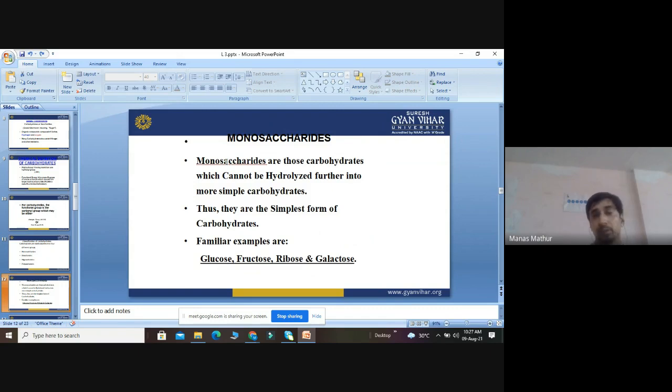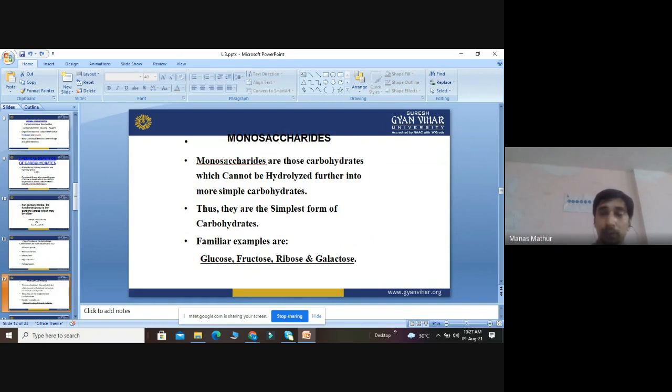What are the examples? Common examples: glucose, fructose, ribose, galactose. Suppose we need energy, suppose we are running a race and we are tired. So we get energy from what? Glucose solution. You have seen many athletes taking a solution of protein and glucose because it provides energy. And fructose is the sugar which we eat. Fructose is basically the sweetest sugar. Then ribose and galactose. So these are the familiar examples of monosaccharides: glucose, fructose, ribose and galactose.